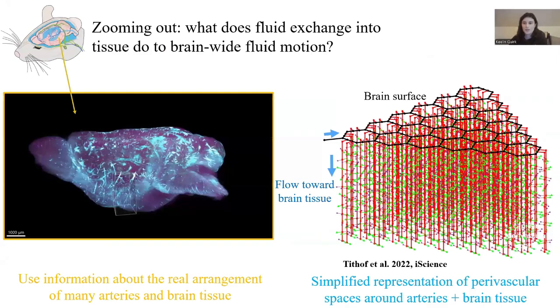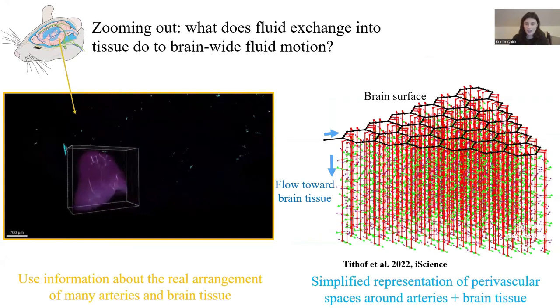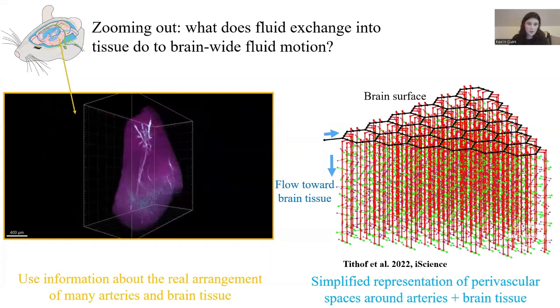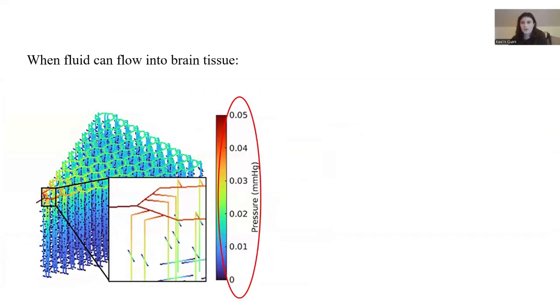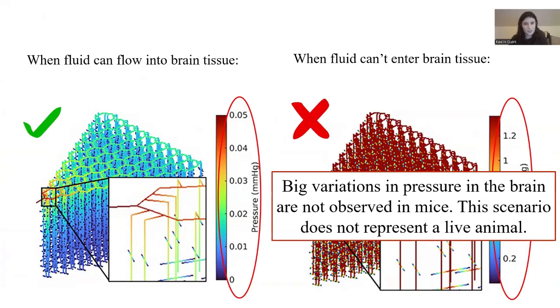We then zoomed out to look at what happens across the whole brain. We know from previous experiments that pressure differences driving overall brain fluid motion should be very small. So we wanted to look at how fluid flows into brain tissue might affect these pressure gradients using a very simplified model. We found that when we allowed flow to slowly leak into brain tissue in our model, the pressures looked realistic. They were quite small. But if we force the fluid to stay only in these highways around arteries and not to enter brain tissue, the pressure shot up by about 100 times, far too high to make sense biologically. So we think that because these big variations in pressures in the brain are not observed in mice, this scenario where there is no fluid flow into brain tissue could not represent a live animal.